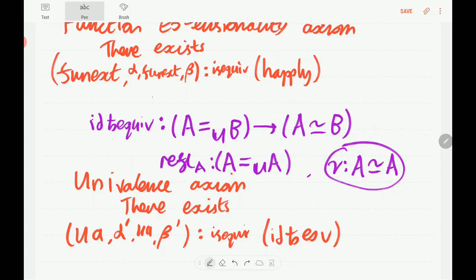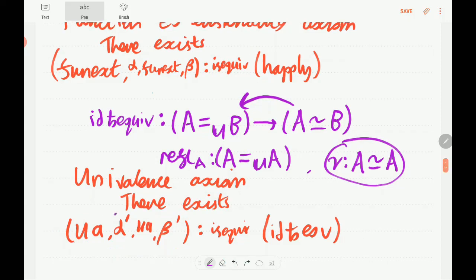And therefore, the principle of path-based induction allows us to find an element of this type for any path P from any capital A to any capital B. And that's what defines this function called ID to equiv. And then the univalence axiom actually says that this ID to equiv function is itself an equivalence. And as such, there's a function going in the opposite direction called UA, or univalence axiom. And there's a full proof that that thing is an equivalence.